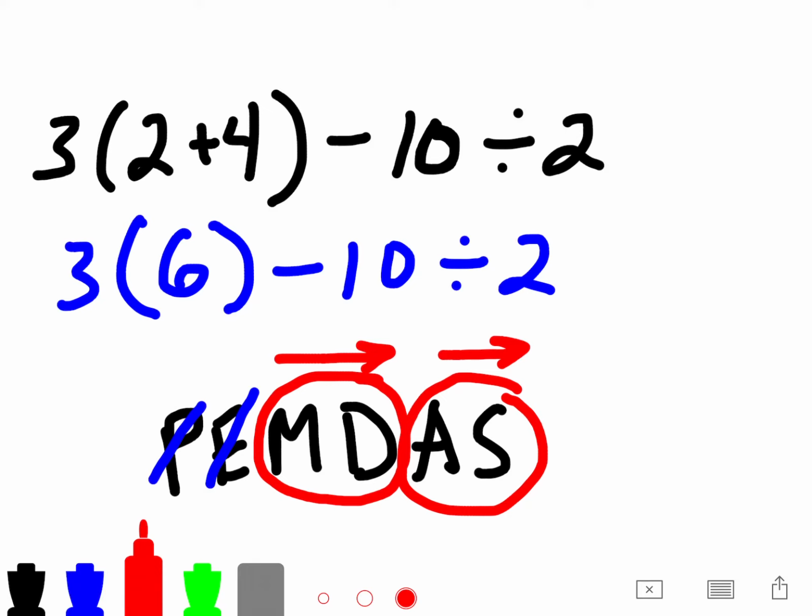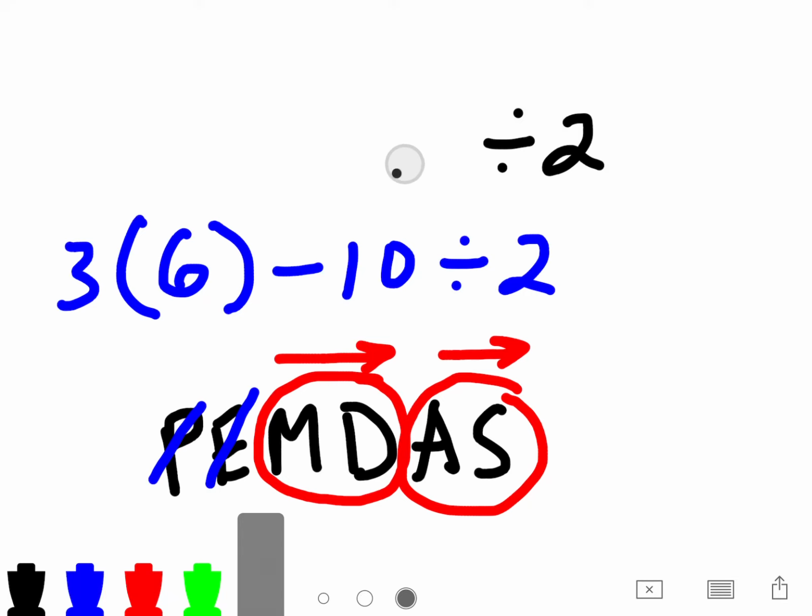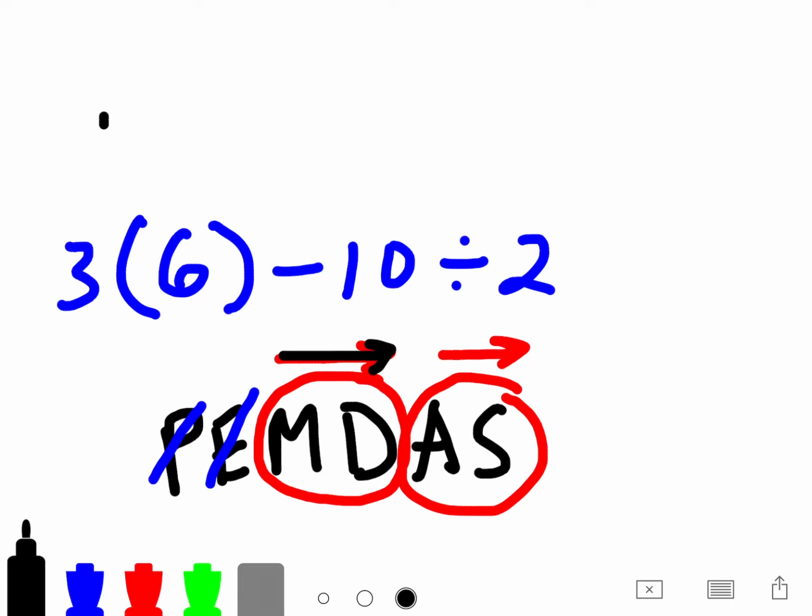So my next step is to do my multiplication and division. I'm actually going to erase this top step because we don't need it anymore. We'll just go back and forth, up and down. So 3 times 6 is my next step because we're going from left to right. So 3 times 6 is 18 minus, oh, but there's a division symbol. So we're going to do division next because we have 10 divided by 2. 10 divided by 2 is 5. Don't do the addition and subtraction yet. We're not on that step yet.